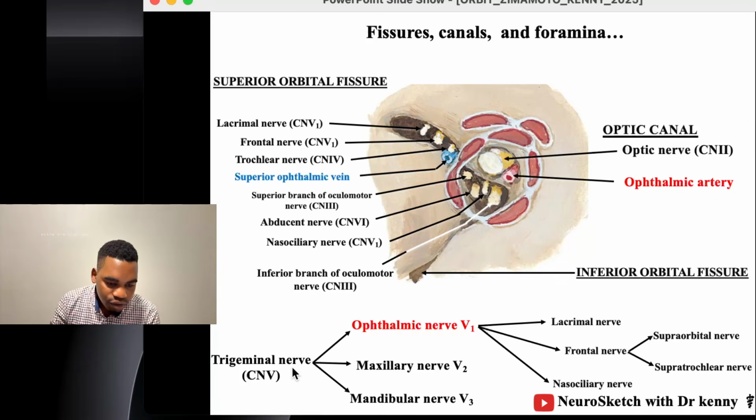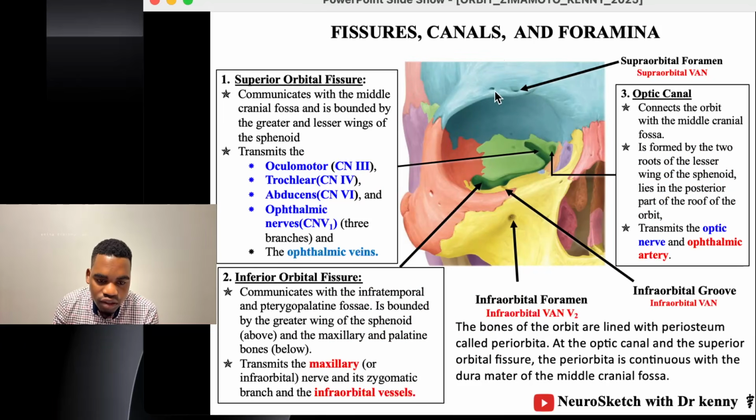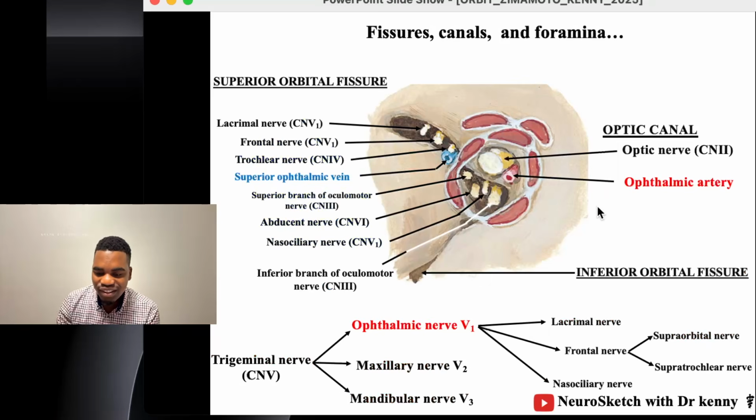The structures that are going through this canal. So, for example, of the trigeminal nerve, only V1 goes through the superior orbital fissure, and 3 branches of V1 pass through the superior orbital fissure. You see, you have the lacrimal nerve, the frontal nerve, and the nasociliary nerve. And the frontal nerve is going to give the supraorbital nerve and the supratrochlear nerve. This is the supraorbital and this is the supratrochlear foramen, and this is for passing all these structures.